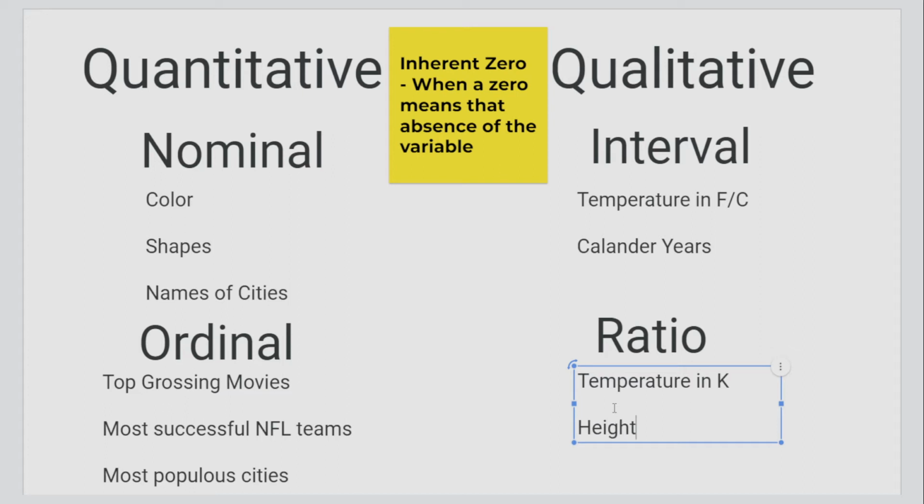Height and weight are also ratio. 0 centimeter height means that you have no height, right? And 0 kilograms weight means you have no weight. And it doesn't make sense if we go into the negatives, right? And so these are some examples of ratio level of measurement.